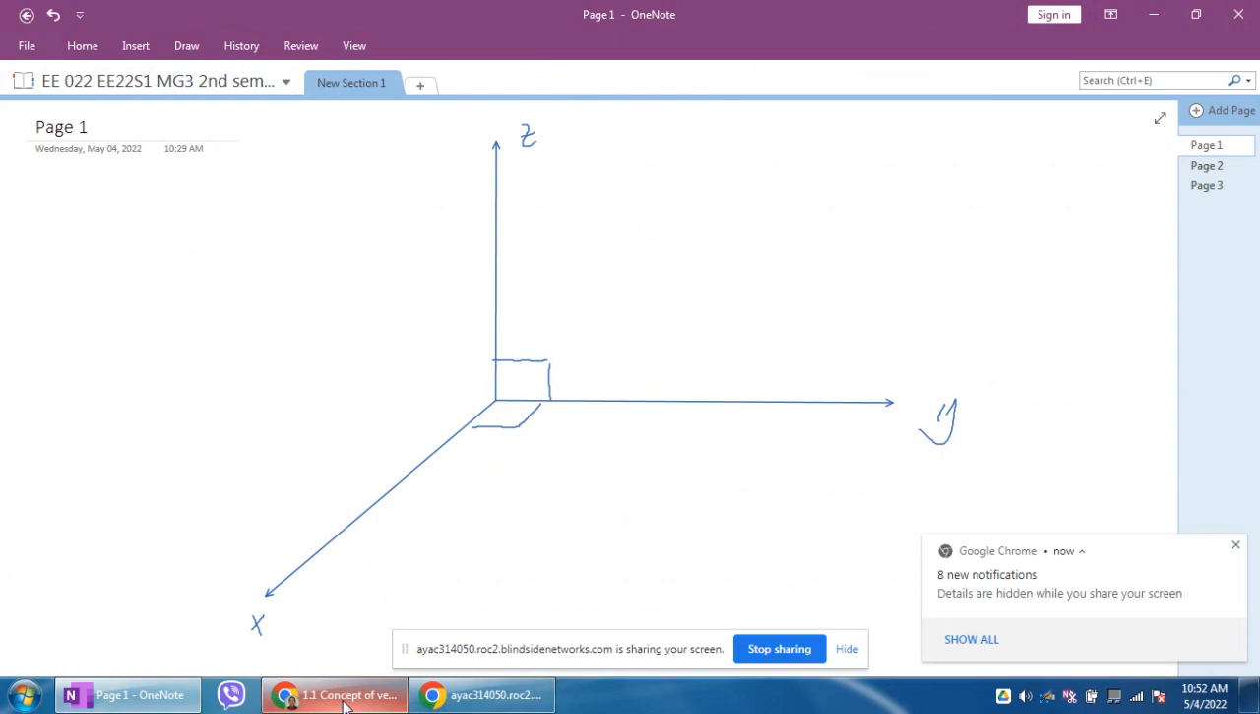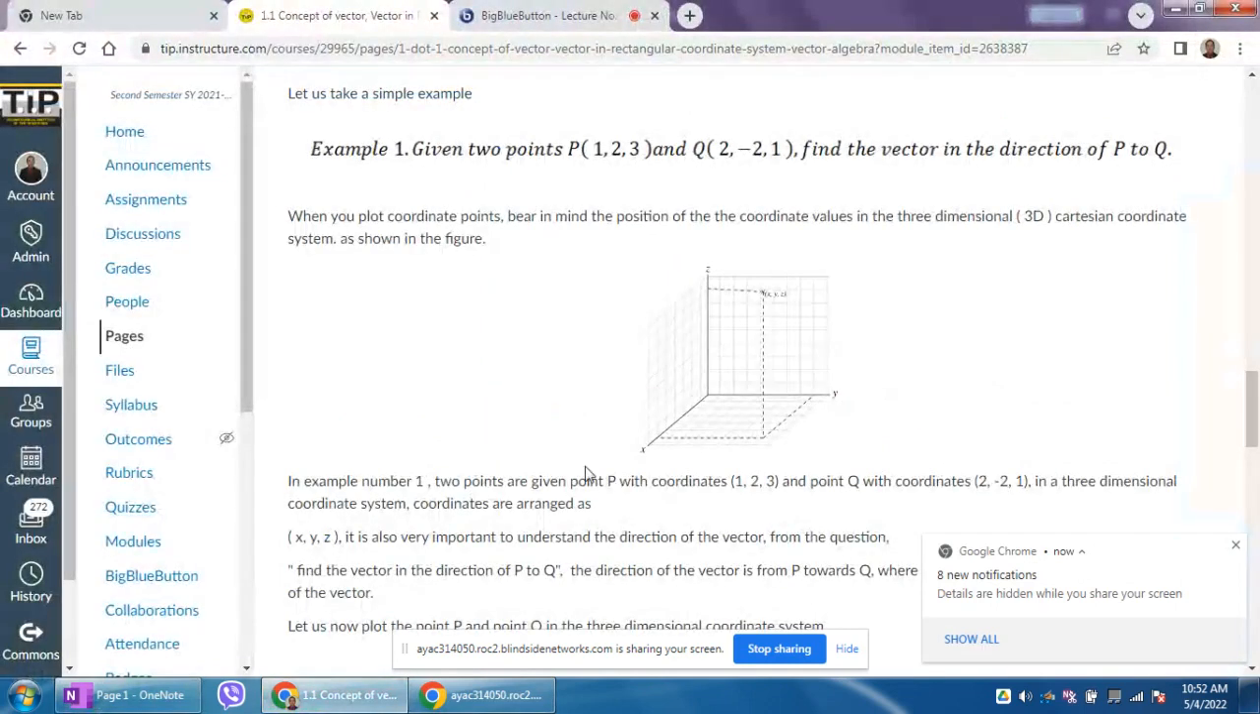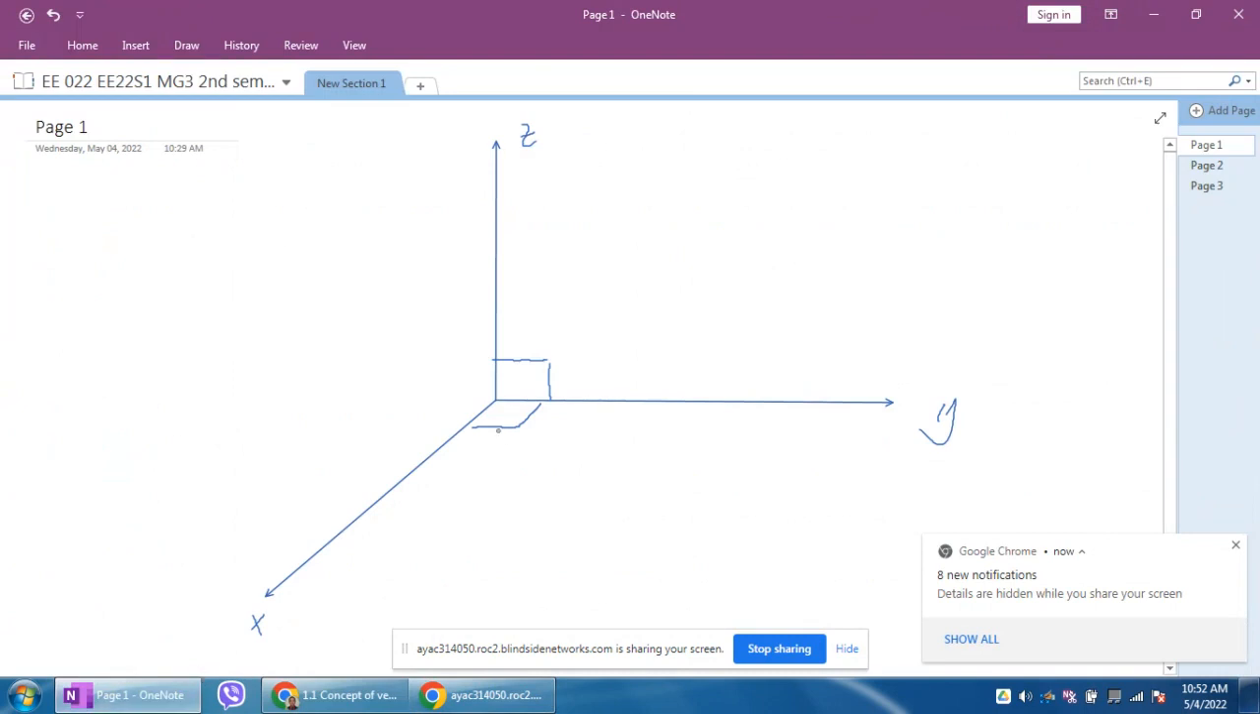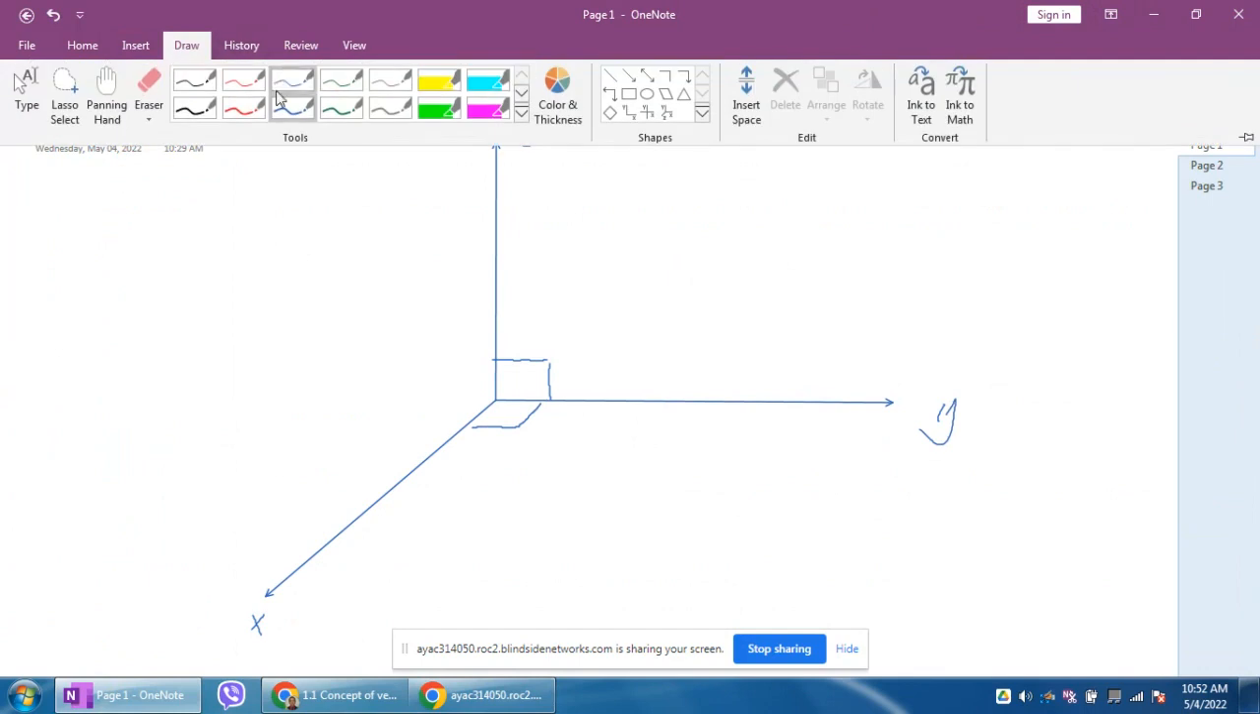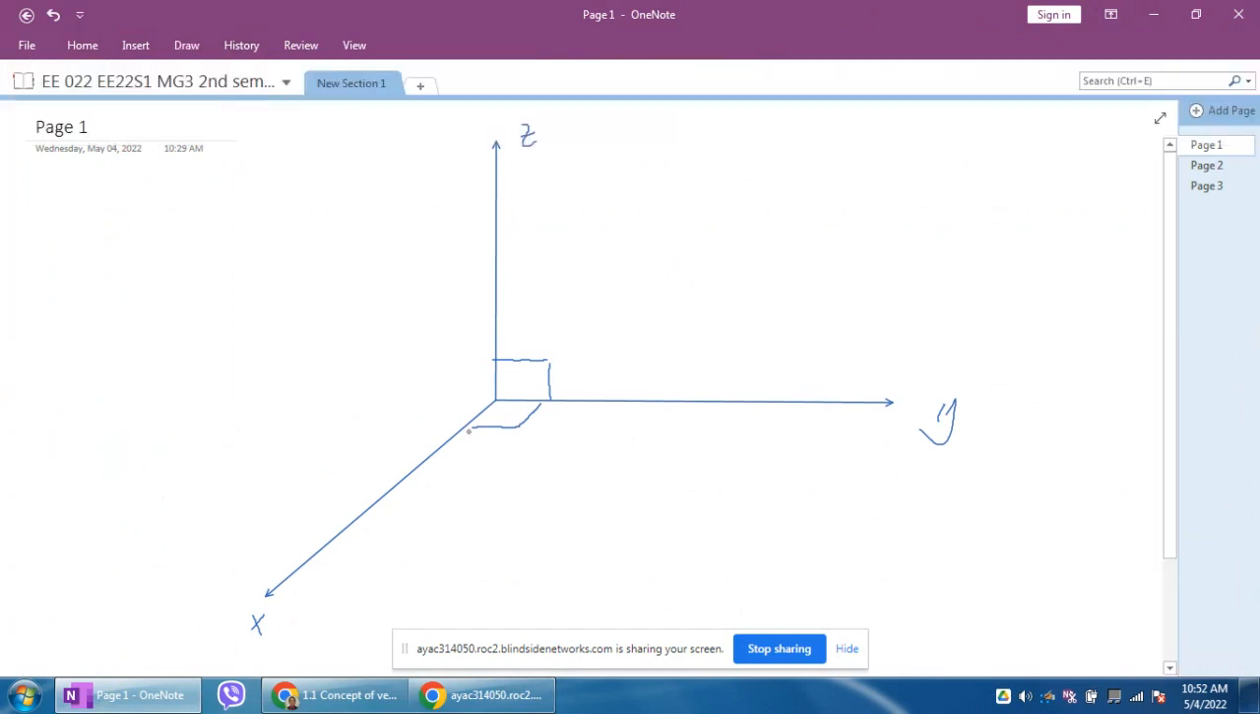Unahin ko muna pong i-plot. Let us first plot yung 1, 2, and 3. Okay, so ganito po. So we have x is 1, y is 2, and z is 3. So let us say that this is 1, y is 2, and then z is 3. 1, 2, 3. Okay. So 1, 2, and 3.